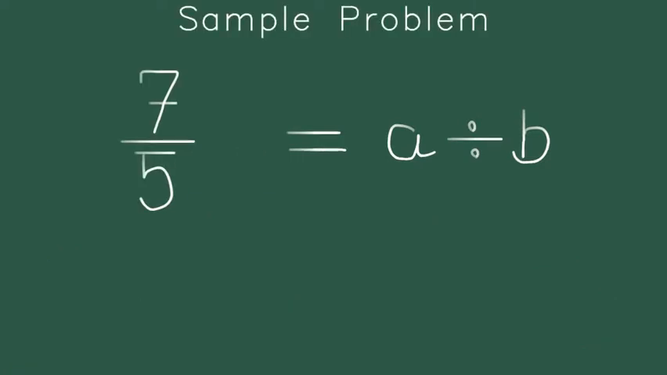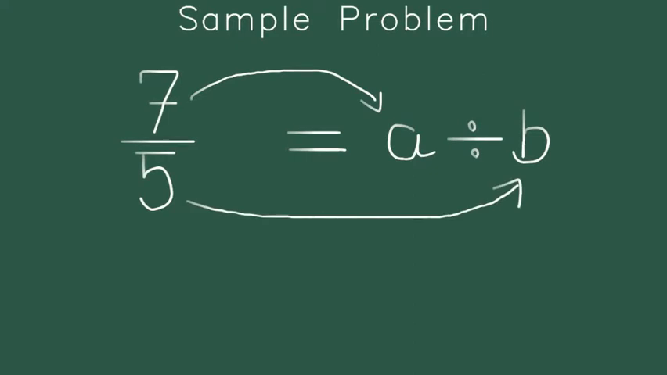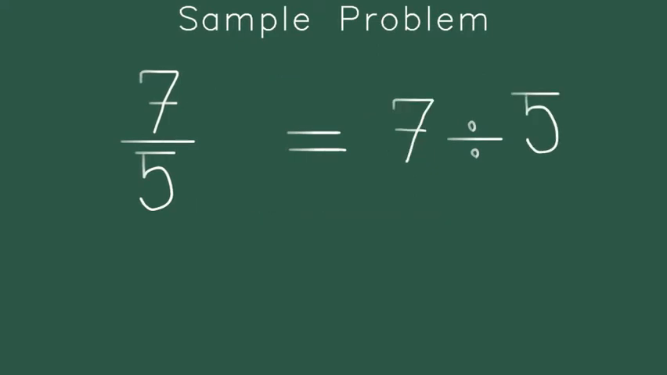Let's say we have the number 7 divided by 5. So this is a fraction. A in this case is 7 and b in this case is 5, and we want to find out what the actual value of this fraction is. The first thing we do is put the 7 and the 5 in their respective places. We do that, and now we have to solve the problem.